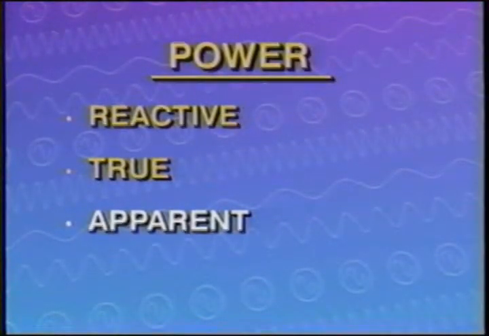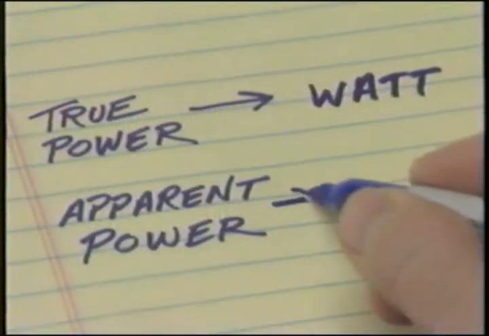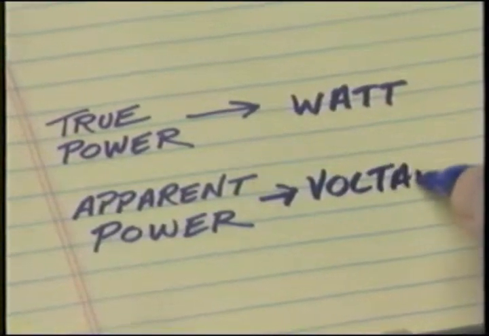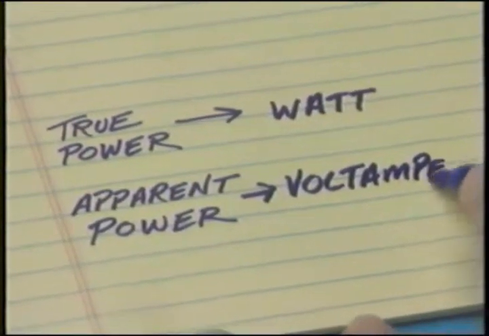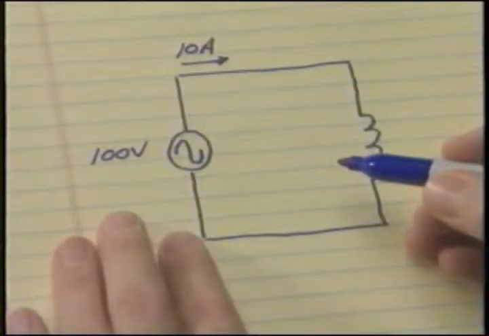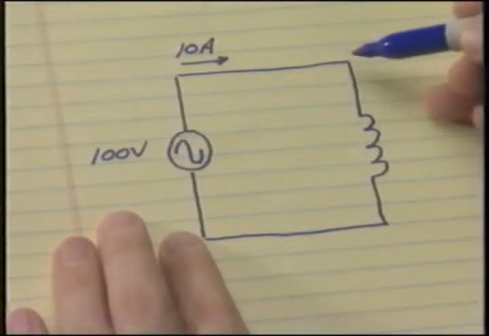A third type of power, apparent power, is equal to the product of the effective voltage and the effective current. Apparent power calculations ignore any phase differences that may exist between current and voltage. And while the watt is the designated base unit of measurement for true power, the base unit used for apparent power is the volt-ampere. Let's look at an example using apparent power.